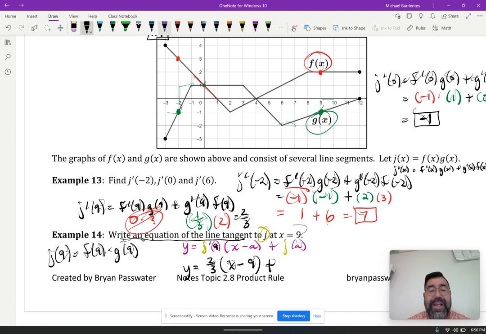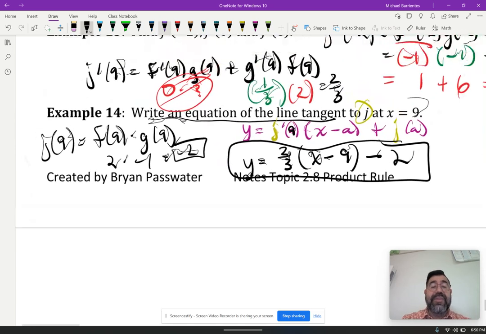Remember, we were multiplying the original functions f and g in order to get j. So I have to find what f of 9 is. We had already said it's 2, times, we have to find what g of 9 is. It is -1. So when I put those two together by multiplication, we're going to get -2. That means the last part of this formula is -2. This formula right here, if I were to graph it along with the function j, would create a tangent line at x equals 9. I'm going to zoom in, sorry.